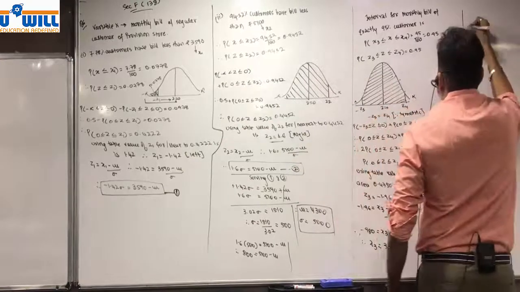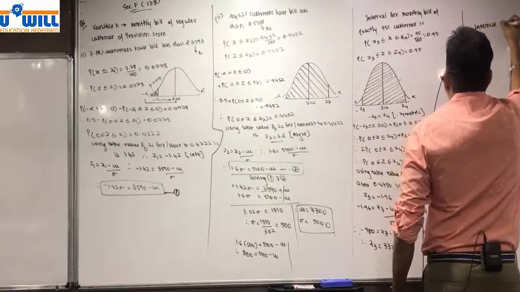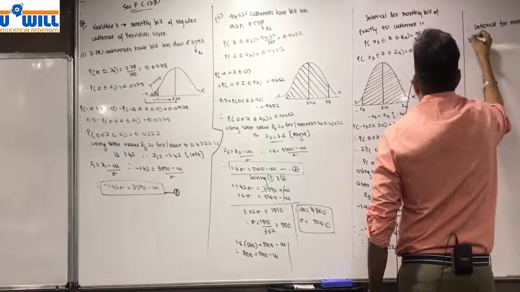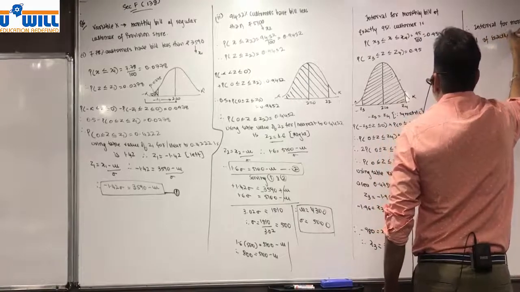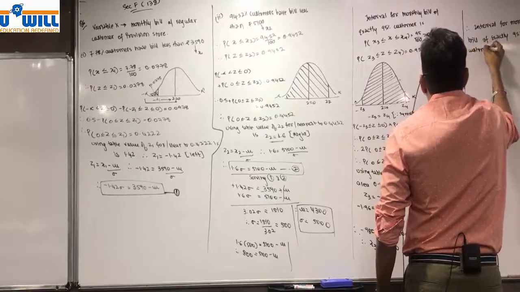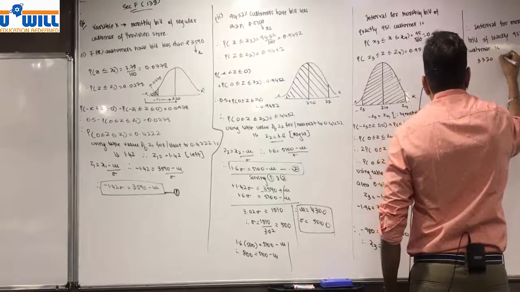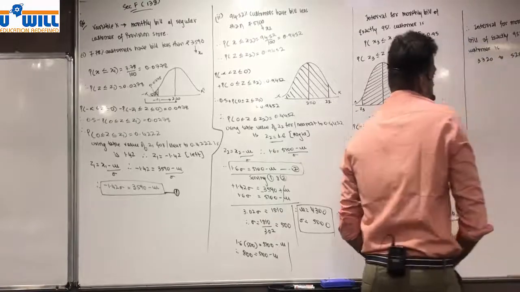We write the answer. Therefore, the interval for monthly bill of exactly 95% customers is 3320 to 5280.